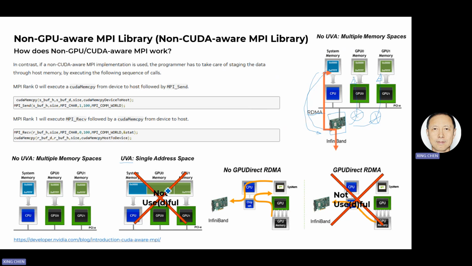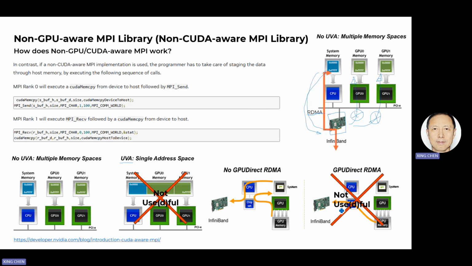But anyway, the traditional MPI library implementation doesn't make use of this feature. It doesn't mean anything for the traditional MPI library, so it doesn't work for them. And then later on, we have GPU Direct RDMA supported by the latest generation of GPUs. But for the traditional MPI library, it's not used.